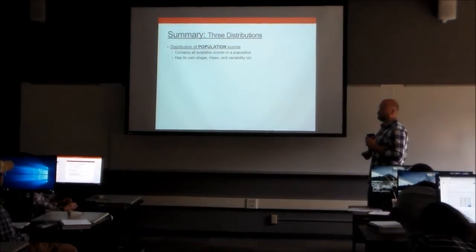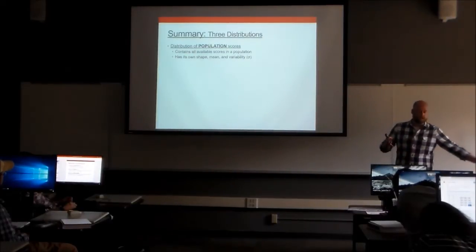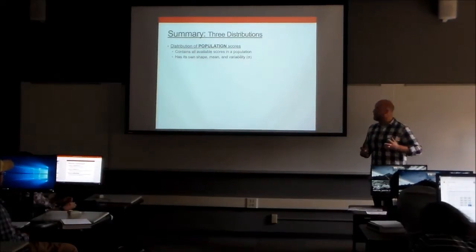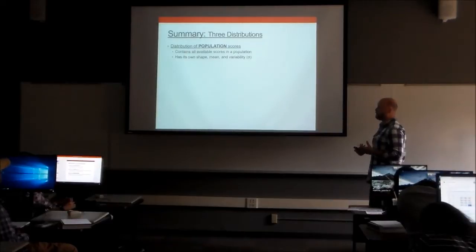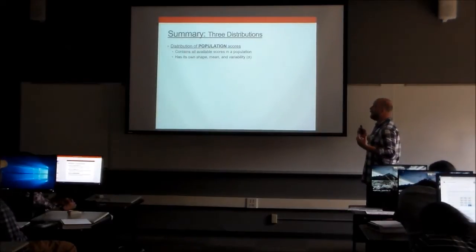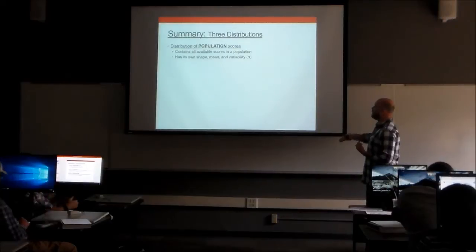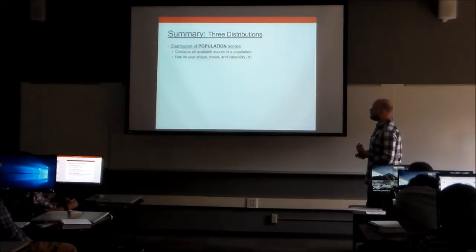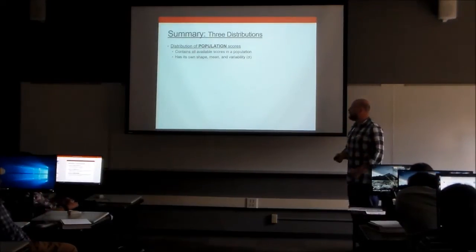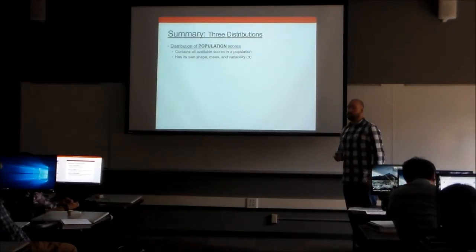Okay. So, to summarize, we've got three distributions that we've talked about in lecture up to this point. We've got a distribution of our population of scores, right? This is the individual scores for each unit in the population. Your population of scores has its own shape, mean, and variability.